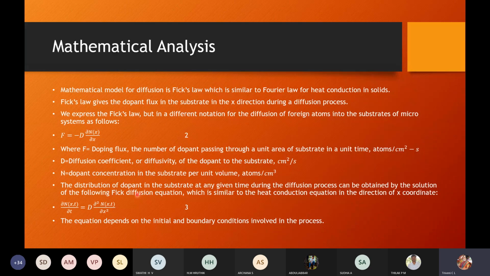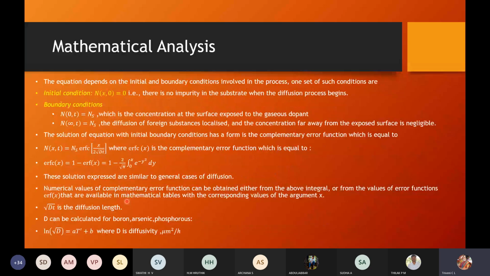But when you take the distribution of the dopants in the substrate at any given time, the diffusion process will be obtained using this equation. This is Fick's diffusion equation, taken at any time but in the direction of the x coordinate: the partial derivative of N of x comma t with respect to t is equal to D into the second partial derivative of N of x comma t with respect to x squared. This equation will depend upon the initial and boundary conditions that will be considered here.